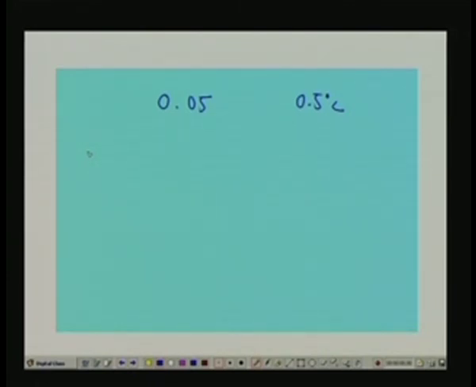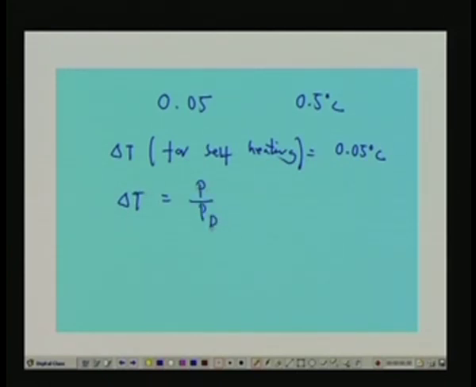Now, the error may be introduced due to self heating of the RTD. To ensure that this is not so, we choose the temperature change due to self heating to be 10% of the given resolution. So, we have taken the delta T for self heating equal to 0.05 degree centigrade. Now, delta T we know equals P by PD, right.